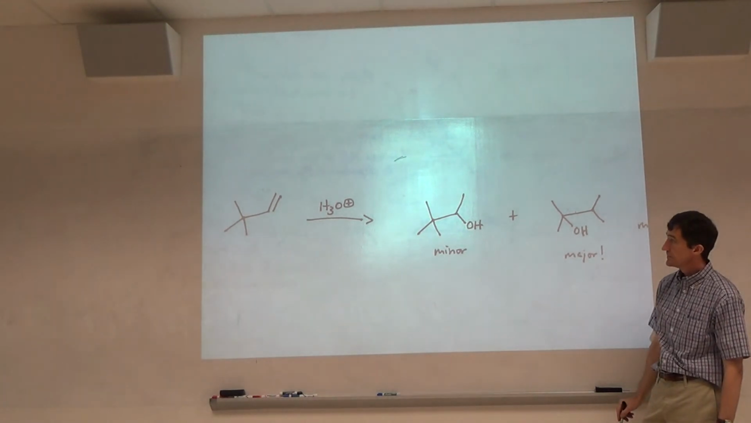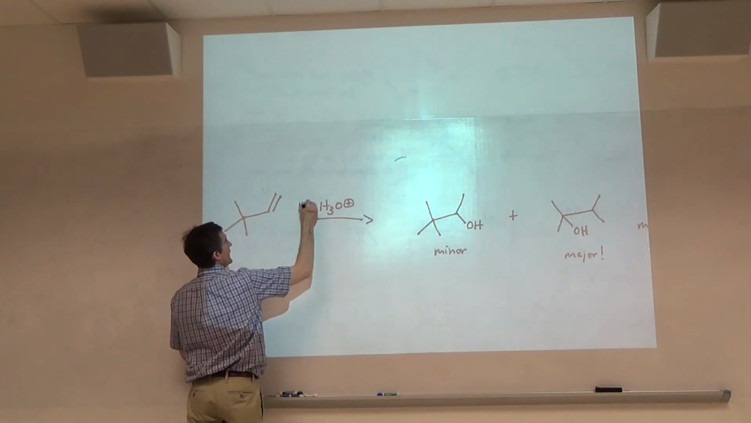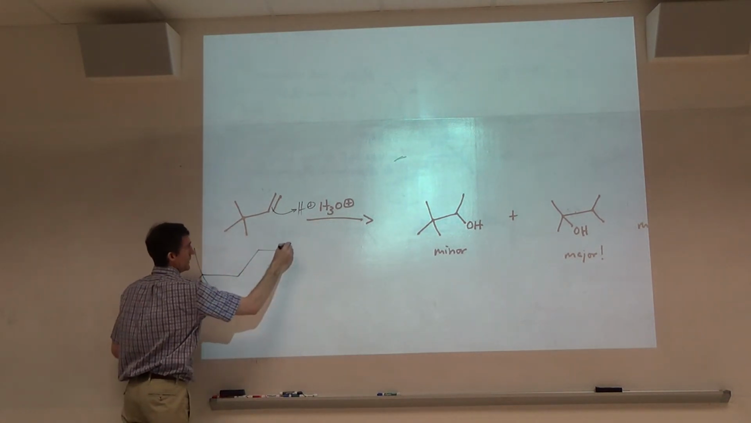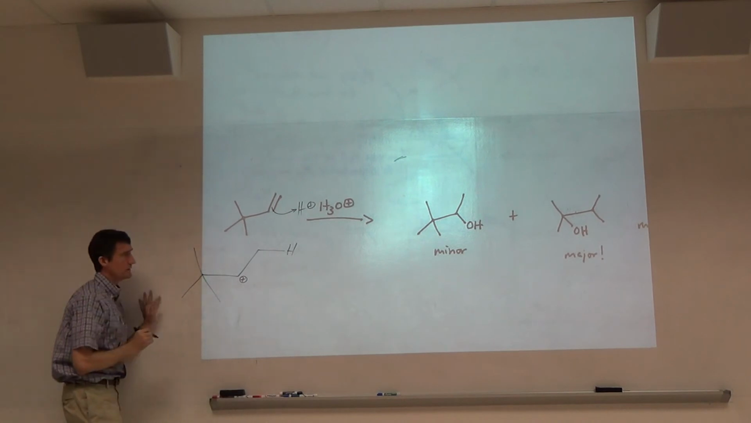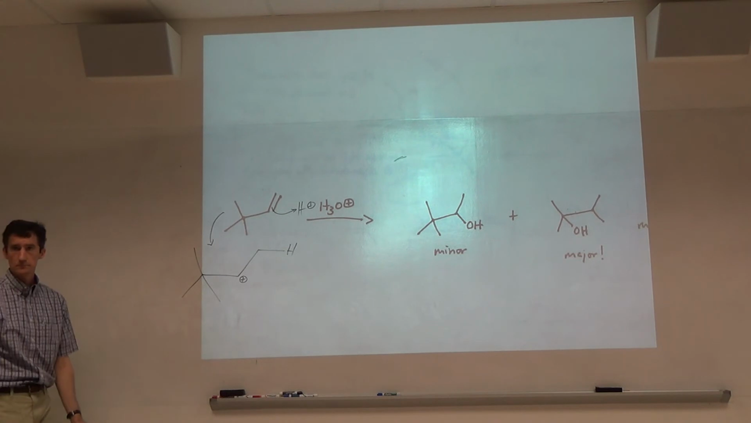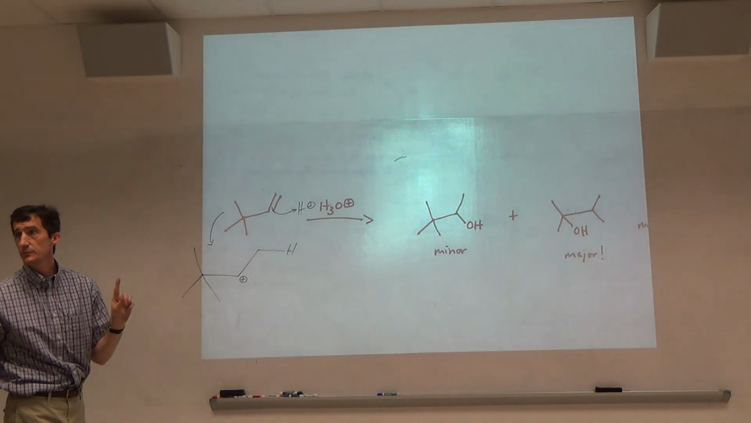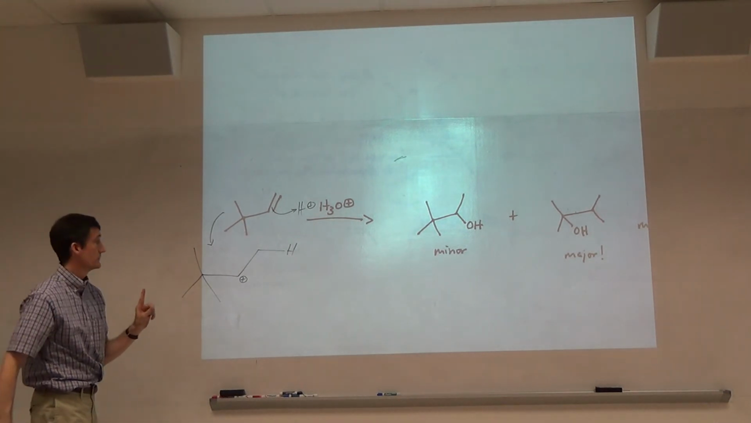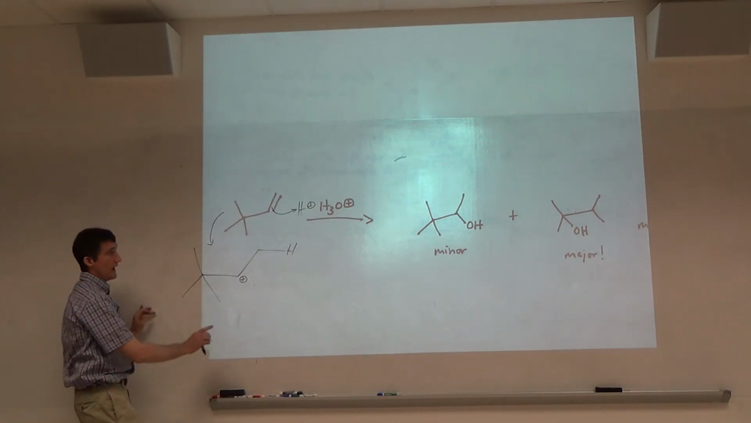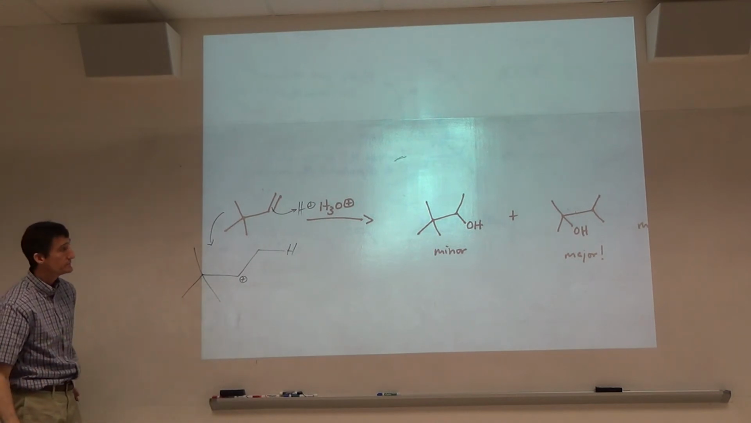What's going on here? This was not a hydride shift. H plus attacks here, plus here. Every reaction we do starts by putting the cation in the right place. Top or bottom? Bottom, secondary. Water can add here, and that's how you get your minor product. You can go through that.